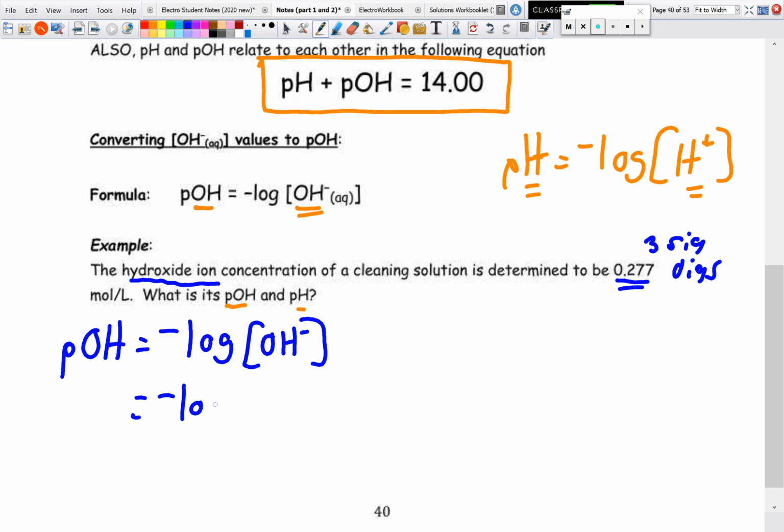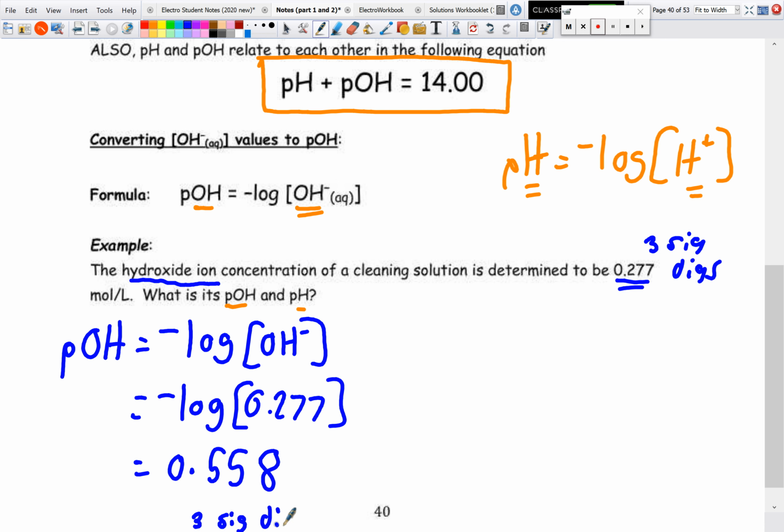So we go negative log 0.277, and we should get an answer of 0.55. And rounding the last one, because it's 7520230, we get 0.558 for 3 significant digits. So this is the pOH. Now to get the pH, we're going to use this equation right here.